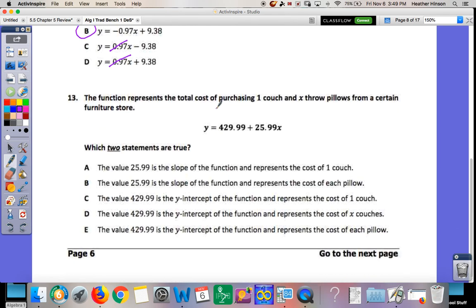Okay, 13. The function represents the total cost of purchasing 1 couch and X throw pillows from a certain furniture store. So we have this equation down here. 1 couch and X throw pillows. Which two statements are true? So if we have 1 couch, that's going to be your starting amount. You bought a couch. We have X throw pillows, so we're going to go to X for that. That's your throw pillows. So we have to pick 2 statements, not 3, not 1, not 4, 2.